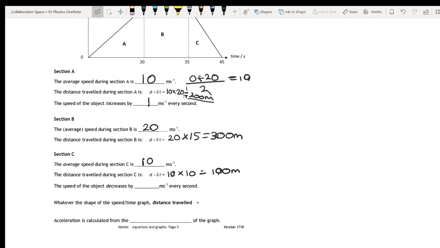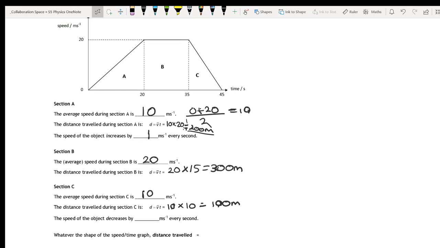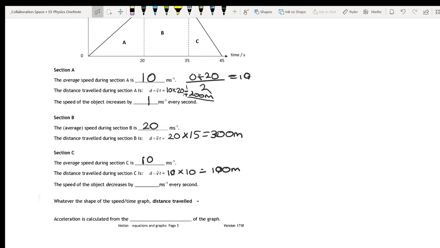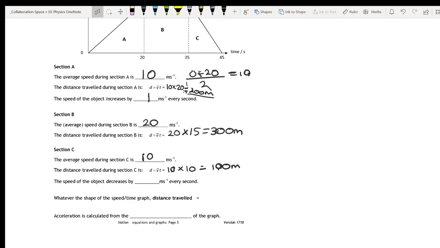And because it's only taking 10 seconds to go from 20 to 0, the speed of the object is now decreasing by... Sorry? Somebody say something? 2, yeah, feel free to shout out. I don't mind. 2 meters per second every second. So it's going from 20, but it has to get to 0, but in 10 seconds.